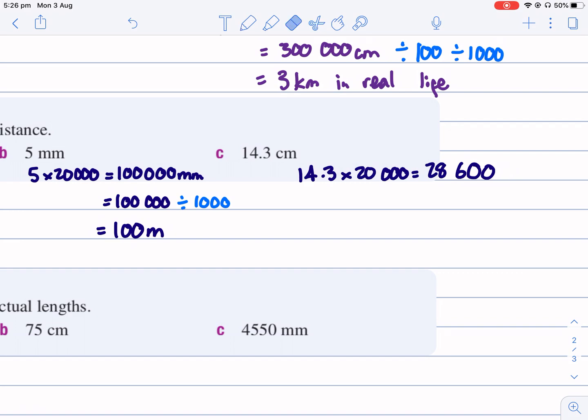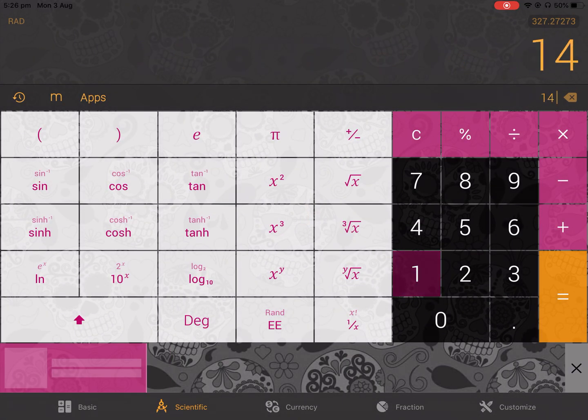No, this is 20,000. Why am I getting confused? Okay, I'm sick, by the way, so my brain's not working. That's my excuse. 14.3 times 20,000. Why 26?